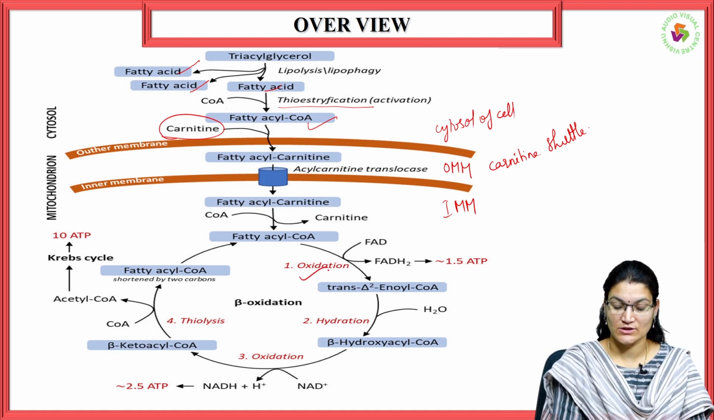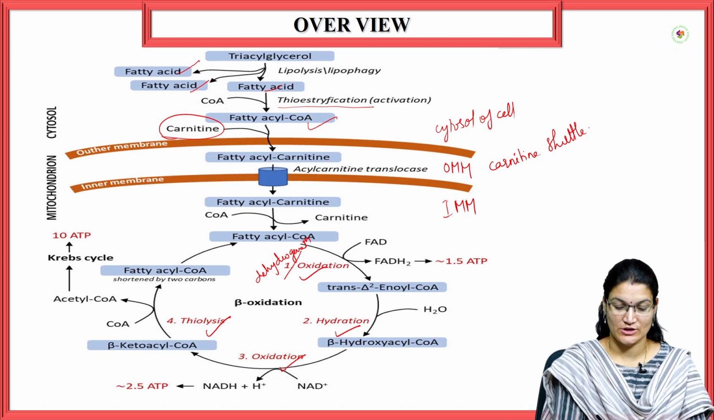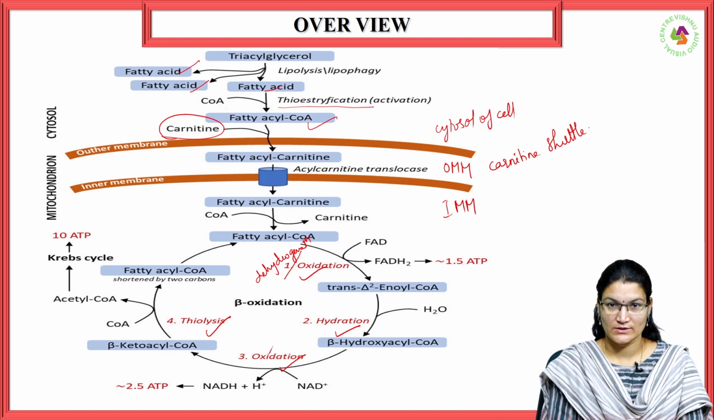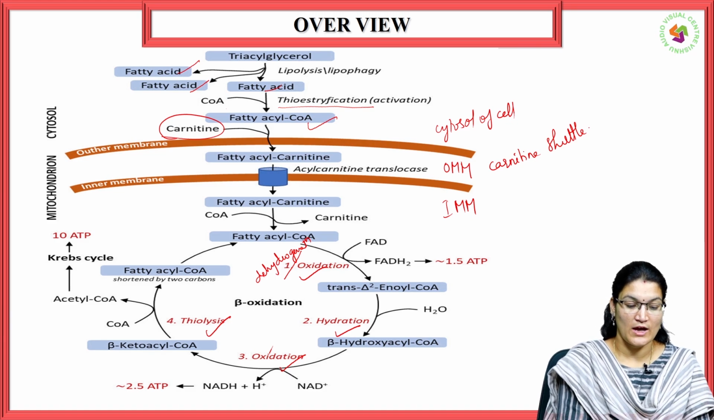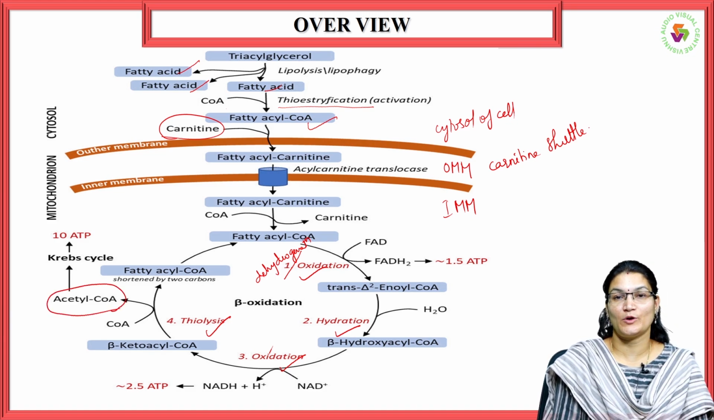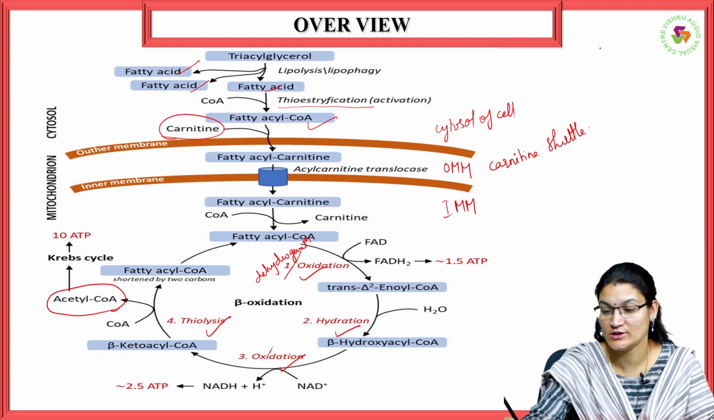Okay. After entering into the inner mitochondrial matrix, the whole beta oxidation occurs in 4 steps. One is oxidation, hydration, oxidation, and thiolysis, cleavage. This oxidation is also termed dehydrogenation. So after all this process, it gets converted into acetyl coenzyme A, which is the main required end product of the beta oxidation.